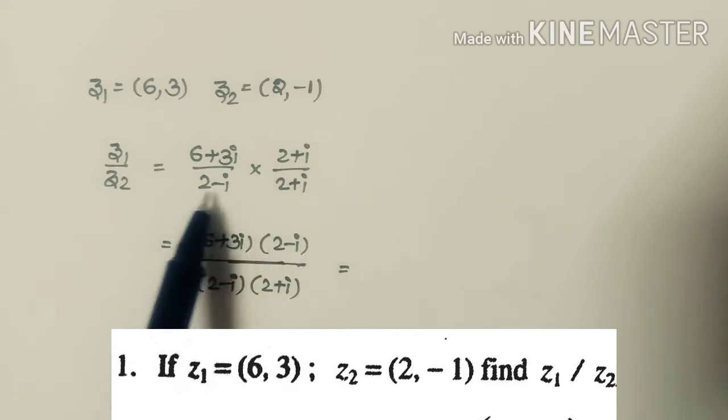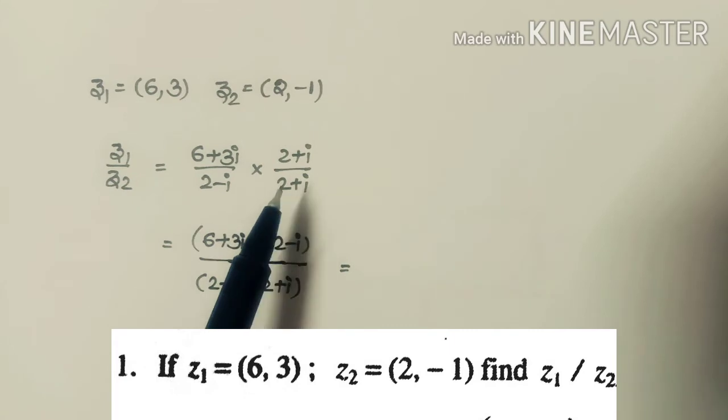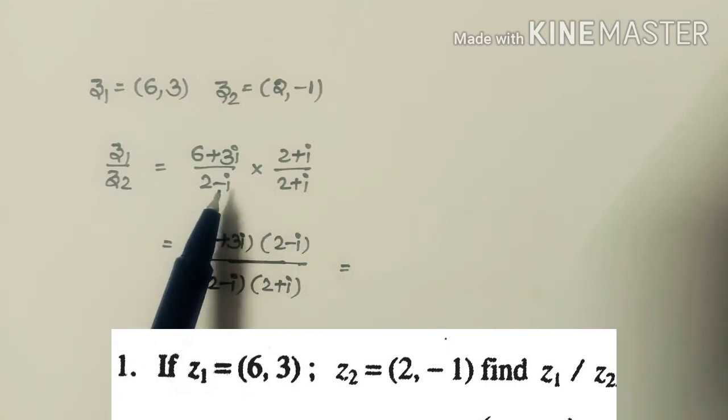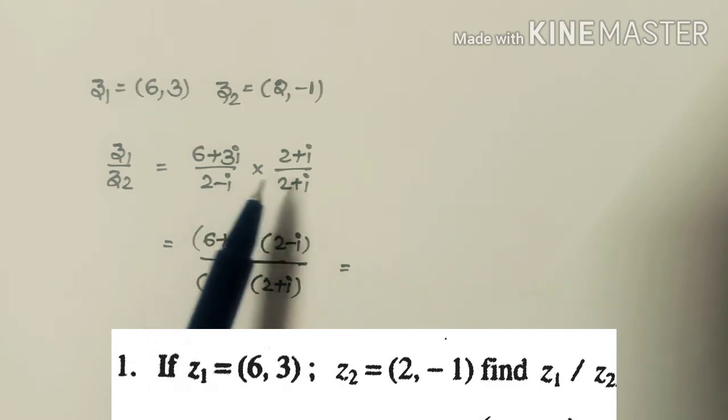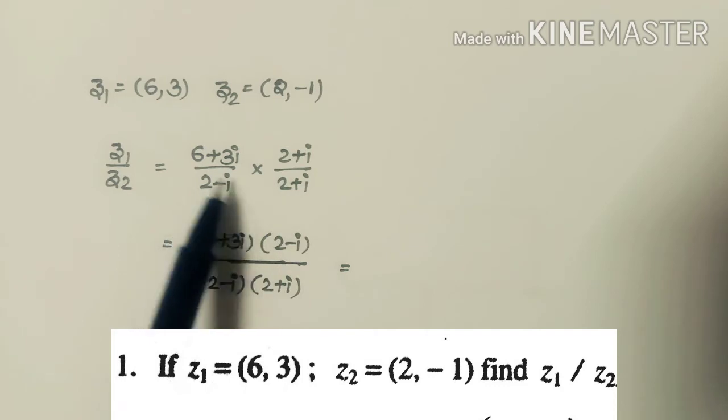Here the denominator is 2 minus i. So we take the rationalization with the number 2 plus i. This is the conjugate of this number, 2 minus i, conjugate 2 plus i. Conjugate means simply we change the sign of the imaginary part. Here the imaginary part is minus i, we change the sign of this term, that becomes plus i. So we take the rationalization.